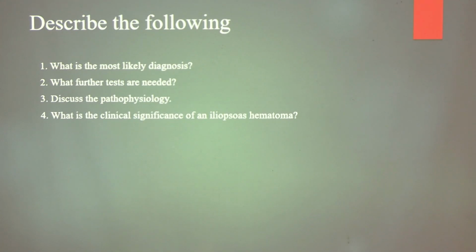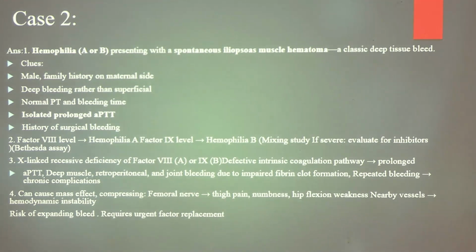So what is the most likely diagnosis? What further tests are needed to confirm? Then discuss the pathophysiology. Then what is the clinical significance of an iliopsoas hematoma? This is again hemophilia type A or B. These are the clues which tell us it might be a case of hemophilia. There is factor 8 level deficiency, and factor 9 deficiency is hemophilia B. This is an X-linked recessive deficiency of factor 8 or 9. Same thing, the intrinsic coagulation pathway is defective here.